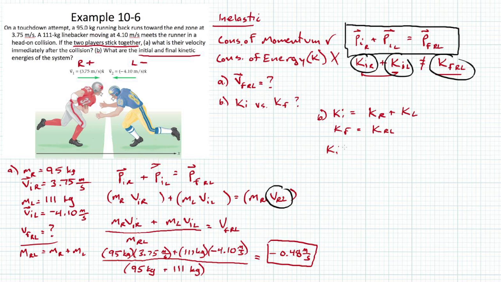So, initial kinetic energy. What do we do to find the kinetic energy of any one object? We take 1/2 mv squared. So let's do that for the running back first. 1/2 times the mass of the running back times the initial velocity squared, plus 1/2 times the mass of the linebacker times the initial velocity of the linebacker, that quantity squared as well.